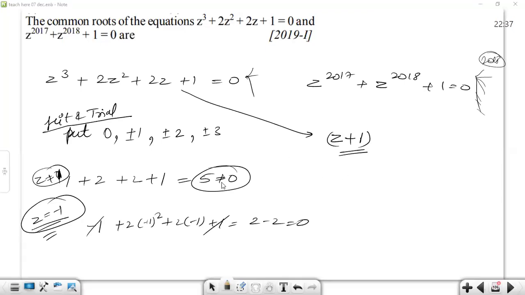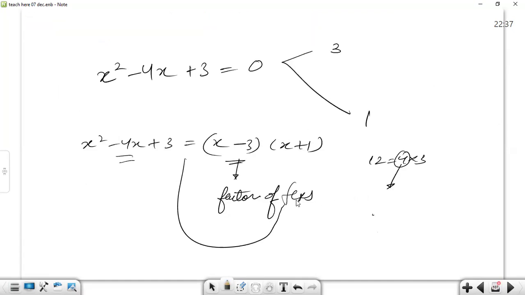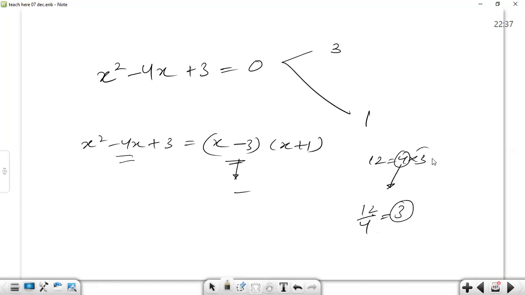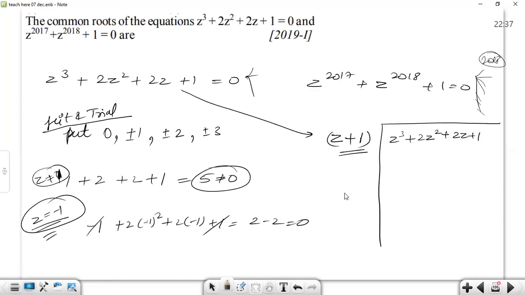Similarly, if z = minus 1 is a root of this cubic equation, then z plus 1 has to be a factor of it, so it will divide the cubic equation completely. Let's divide it and find the other factor. Like dividing 12 by 4 gives 3, the other factor, we do the same here.